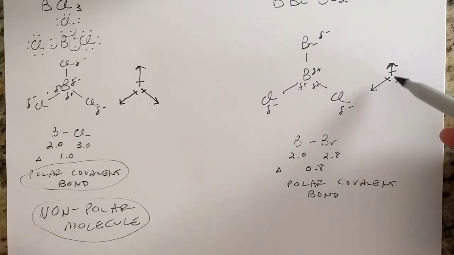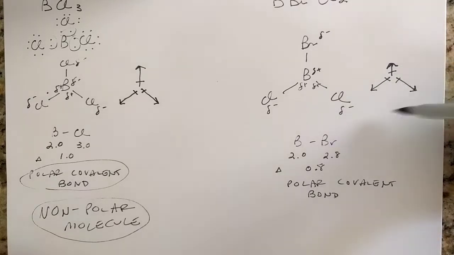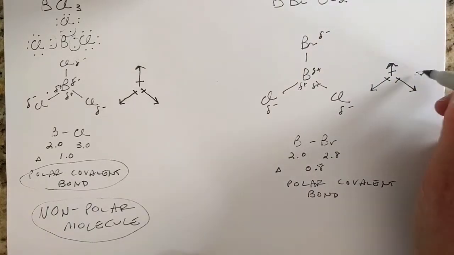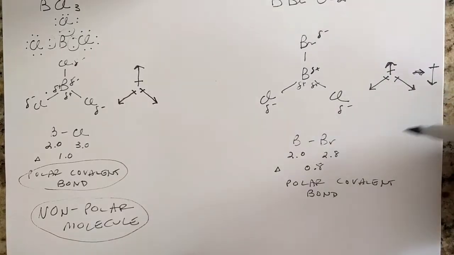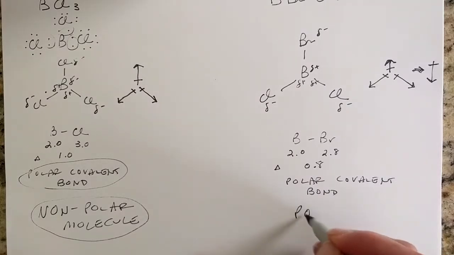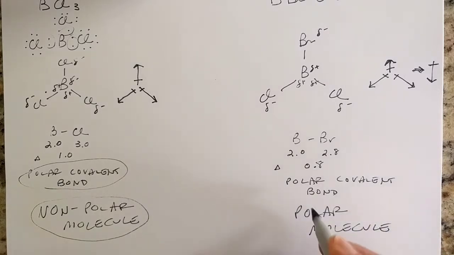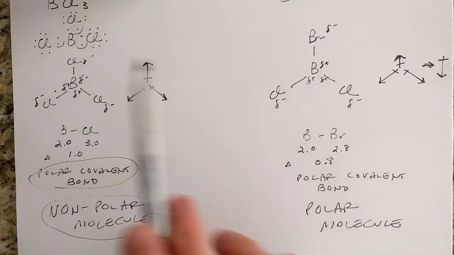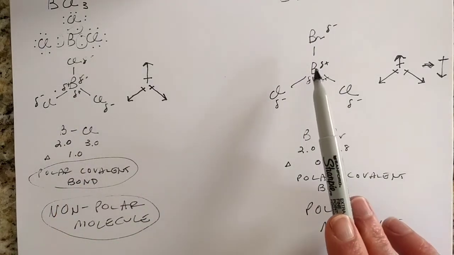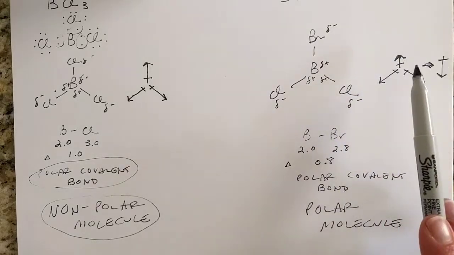Again, if you had three ropes and the two people here were pulling and the one pulling this way was pulling less, the rope would be moving down. The molecule has a dipole. The sum of these dipoles is a single dipole going down. So this is a polar molecule. Our bonds are polar and our molecule is polar. So just changing one atom, it doesn't change the geometry, but it does change our dipoles.